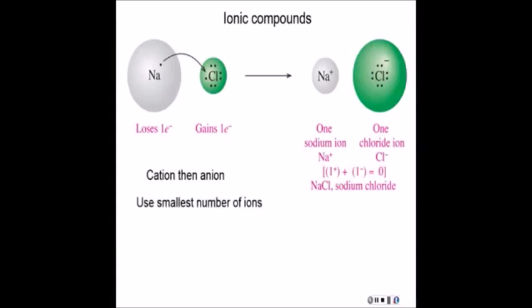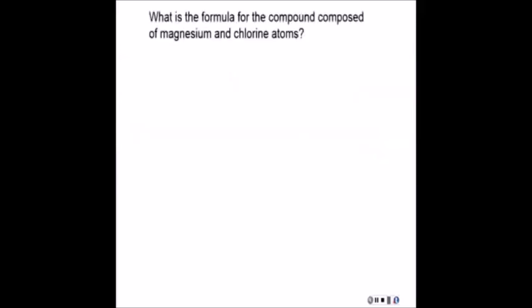Also, we wouldn't want to use more than the smallest number. So you wouldn't say, well, I can get 0 if I used 3 sodium and 3 chloride, so couldn't I have Na3Cl3? The answer would be no. These all have to be in the simplest whole number ratio. All right, so let's look at another one.